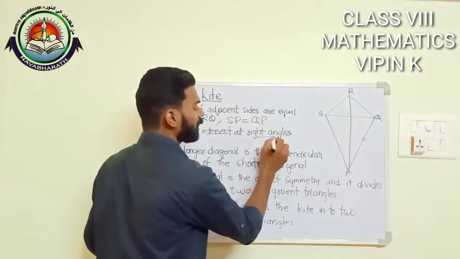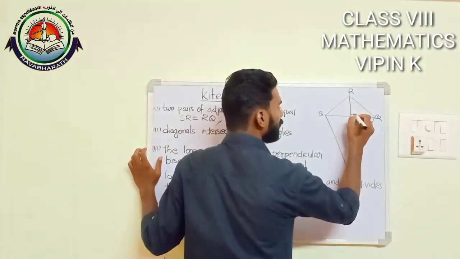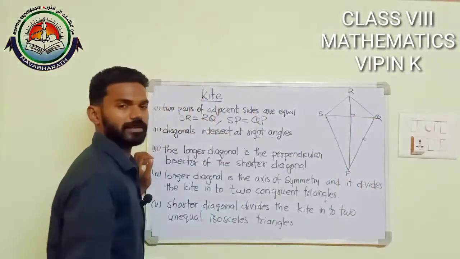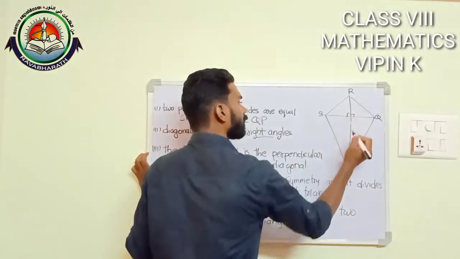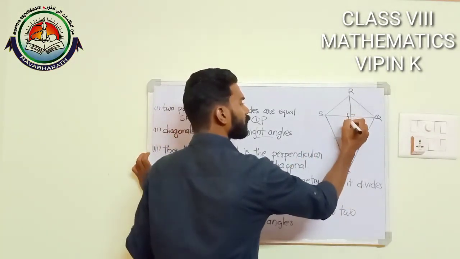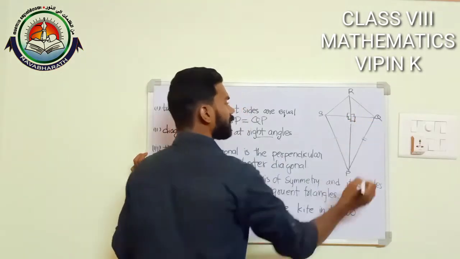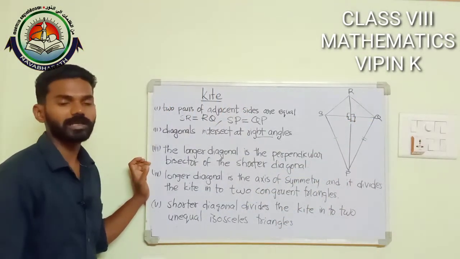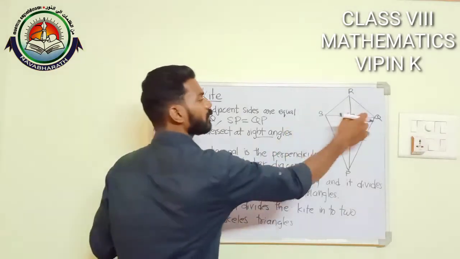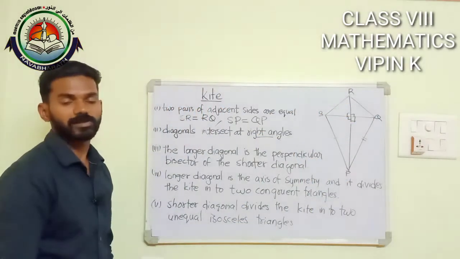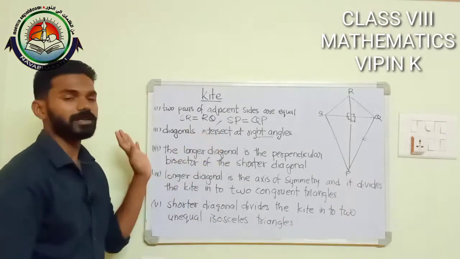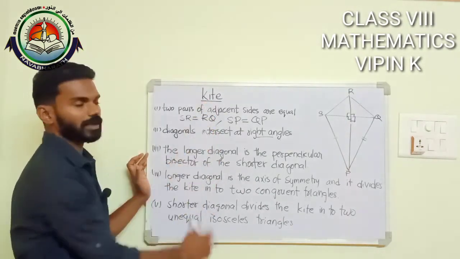Right angles means this angle would be a right angle, 90 degrees. This angle is 90, which means this angle also would be 90. Then this would be 90 and this would be 90. So all those angles would be 90, which means these two diagonals intersect at right angles. Clear? This is the first property of a kite.